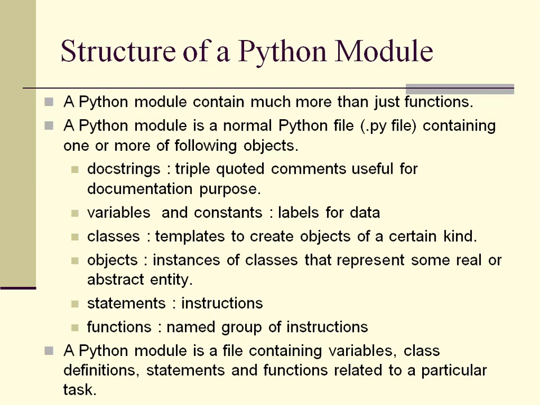Classes are not in your syllabus, but you can just consider them as a blueprint, which we call a mould. Whatever you put in it will come out in the same format. So these are the templates to create objects of a certain kind. Then we have objects. Objects are instances of classes. Classes do not exist in real. The objects are existing in real. They are the instances of the class that represent some real or abstract entity.